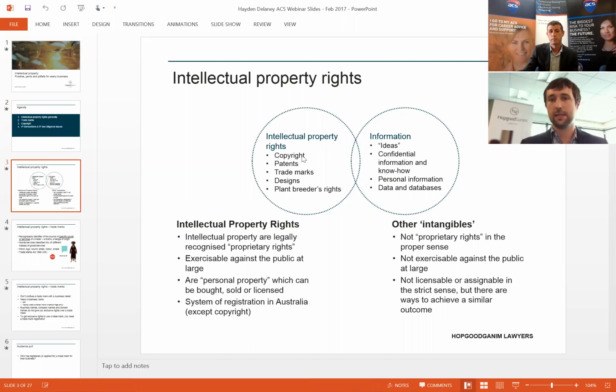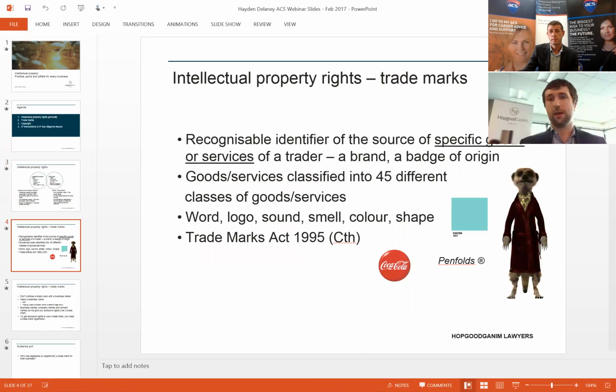So you need to understand the difference and the limitations. I was then going to jump onto the next slide and talk in a little bit more detail about the first specific category of intellectual property right, which is trademarks. So trademarks are a really key aspect of IP in terms of people's business.